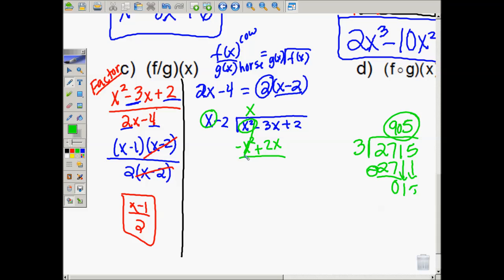It gets faster. I'm making you appreciate factoring a lot more, aren't I? You're making this harder than it should be. I'm making you appreciate this factoring business over here.